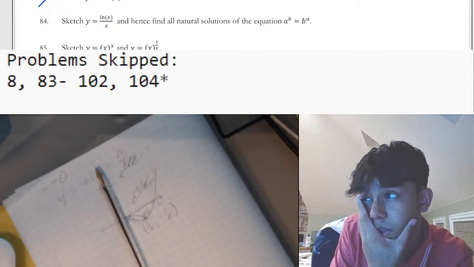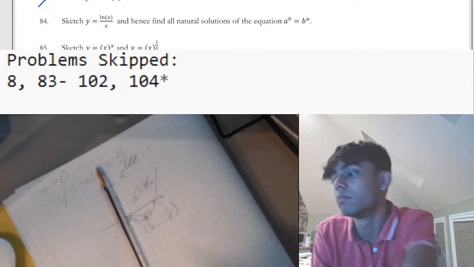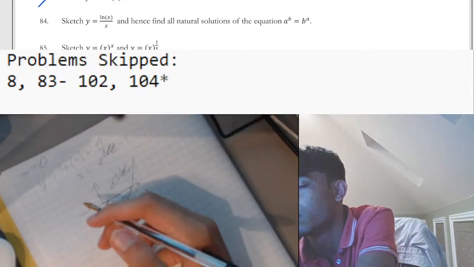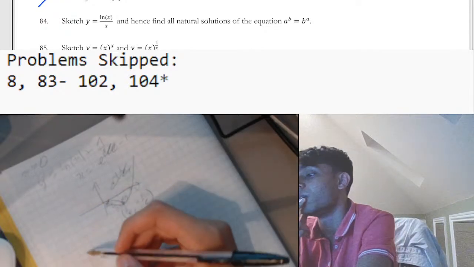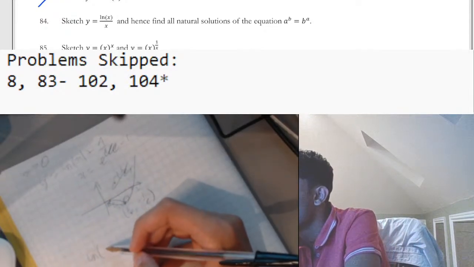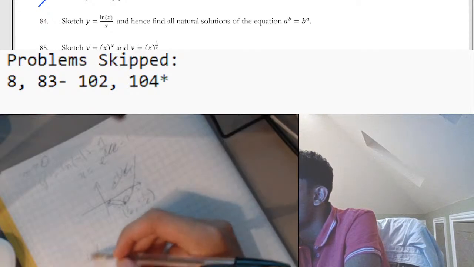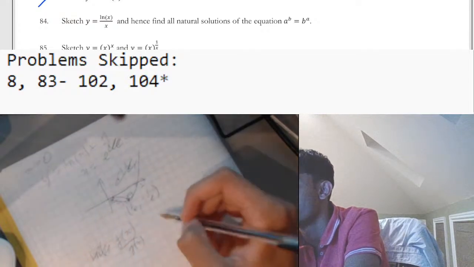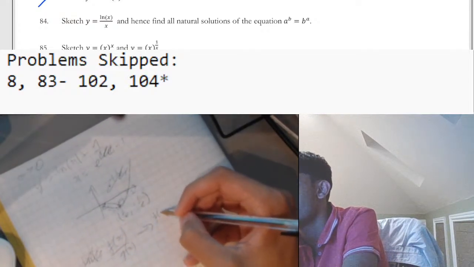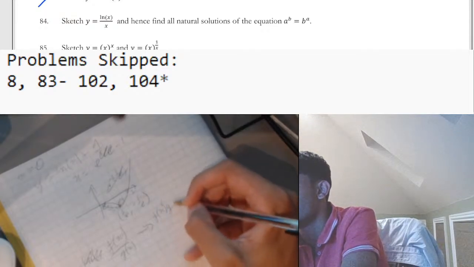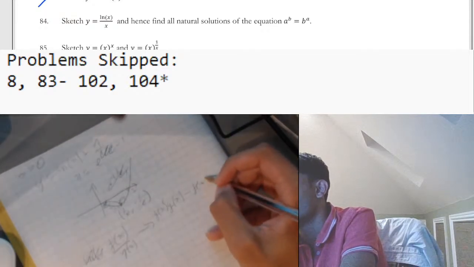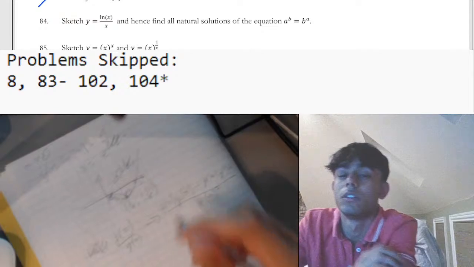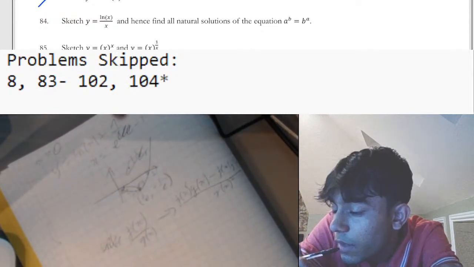ln x over x. Okay. So again, just differentiate it, find the minimum point. So what's the quotient rule? Like f(x) over g(x). If you differentiate it, it's like this. Okay.